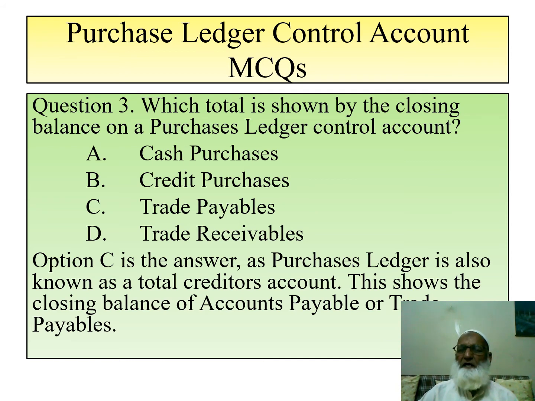Cash purchases are a part of the cash book. Credit purchases is also a part of the purchase ledger control account, but trade payables gives us the net amount. I mean, if the goods are returned to the suppliers, that is also recorded in the purchase ledger control account, and that will reduce the payables. Therefore, trade payables is the right answer. Trade receivables is a part of the sales ledger account.